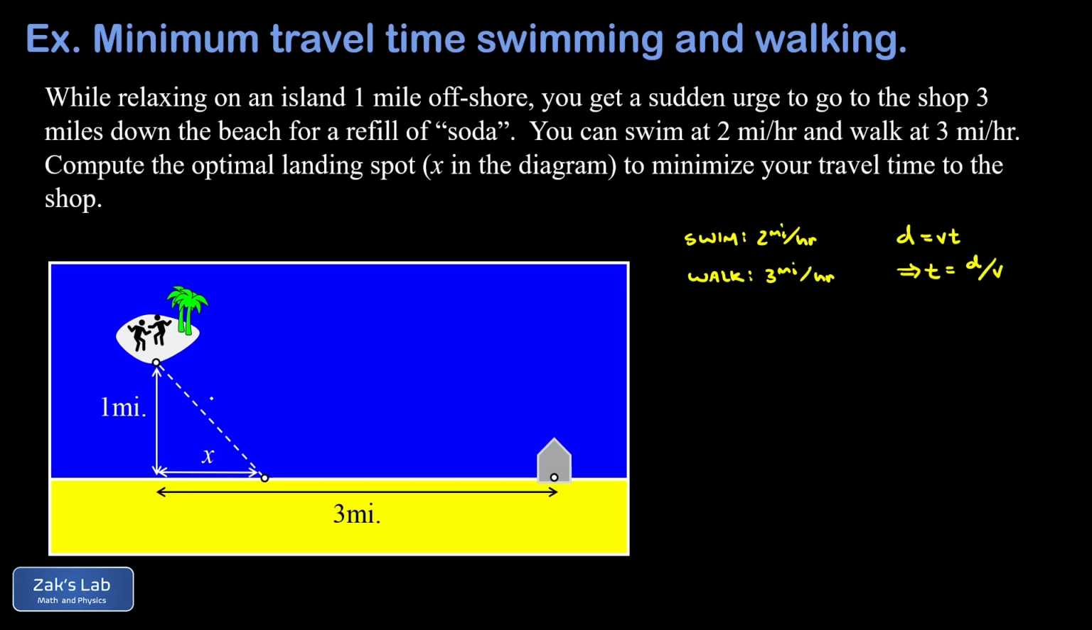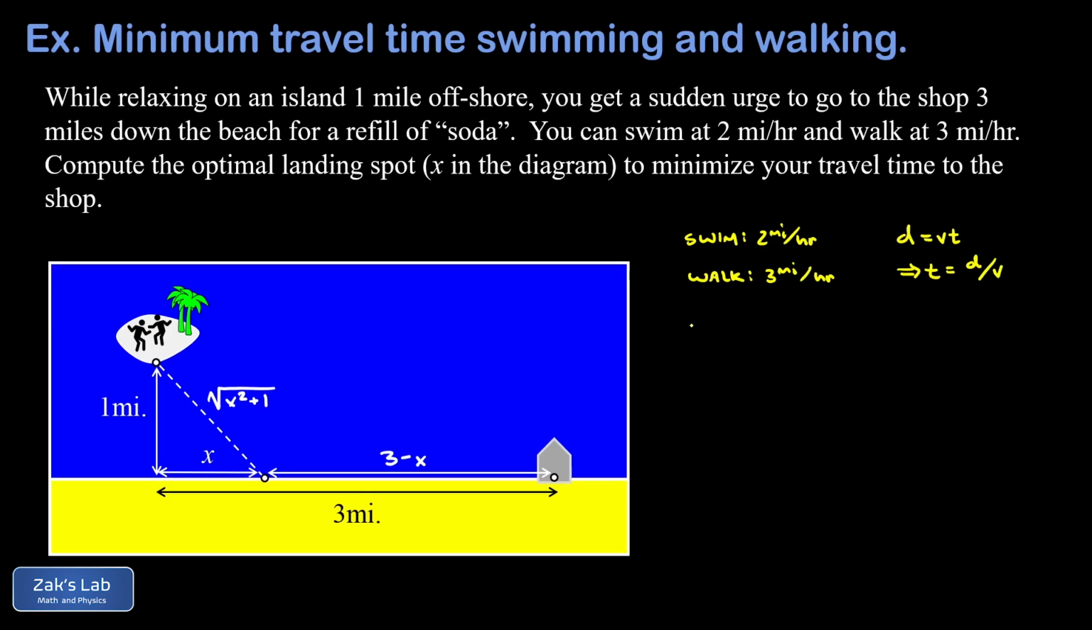So we'll go ahead and start by writing down the travel distance for the swimming part of the journey, and that's just the hypotenuse of a right triangle. So I end up with the square root of x squared plus 1 for that. And then we need to write down the distance that I walk in terms of x. So if my total horizontal distance is 3 miles, and I've already covered x miles of the horizontal distance while I was swimming, that leaves 3 minus x additional miles to walk down the beach.